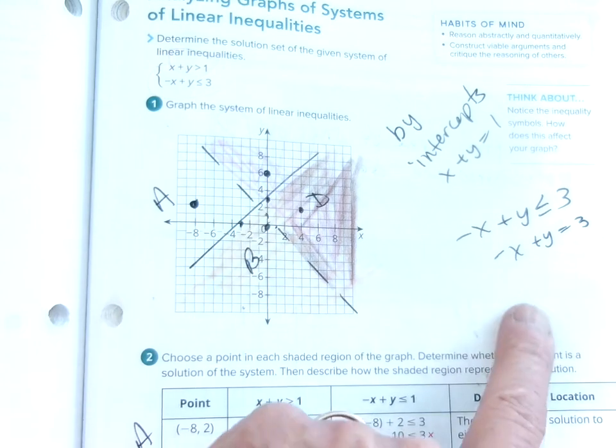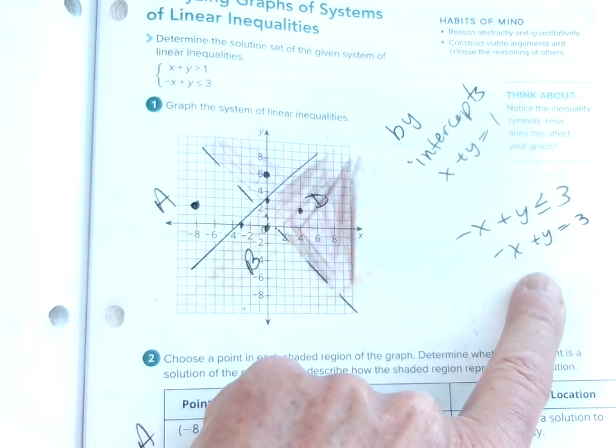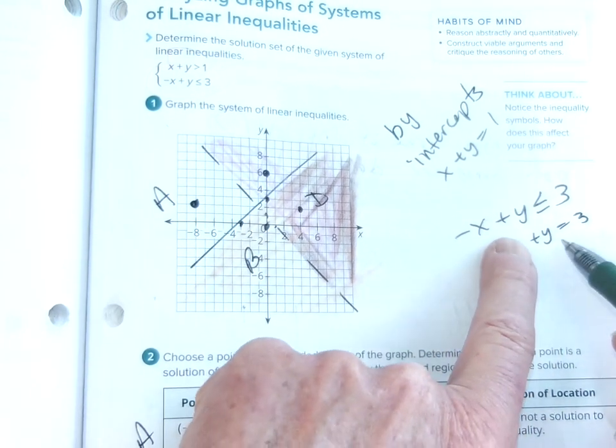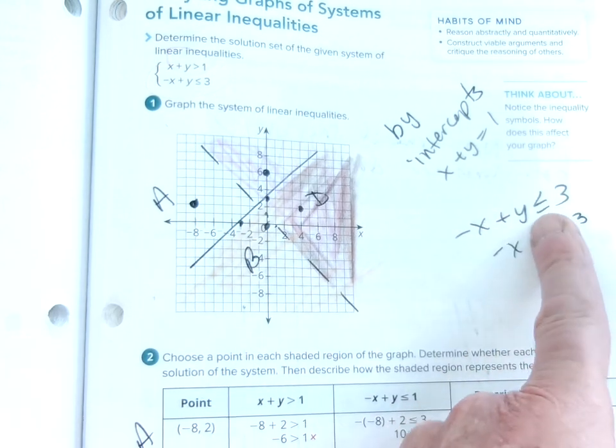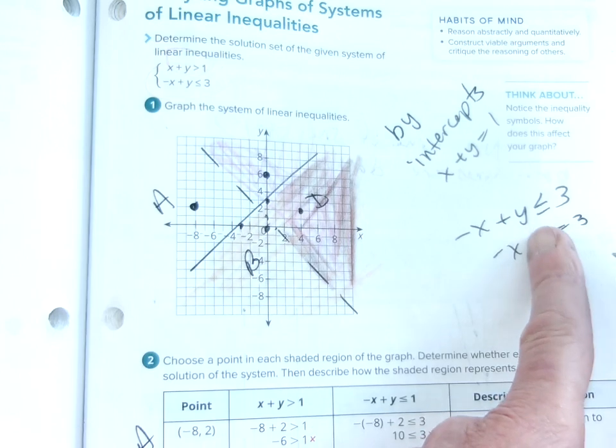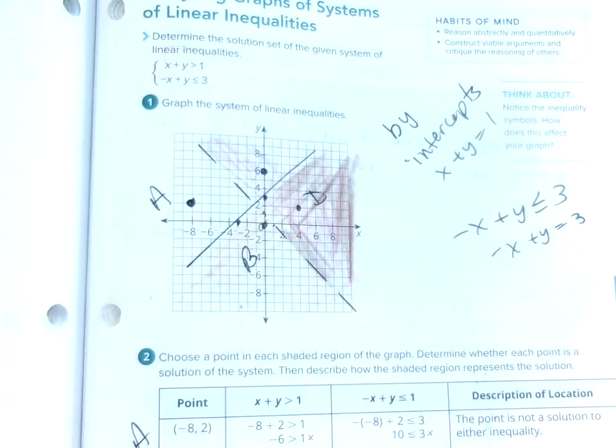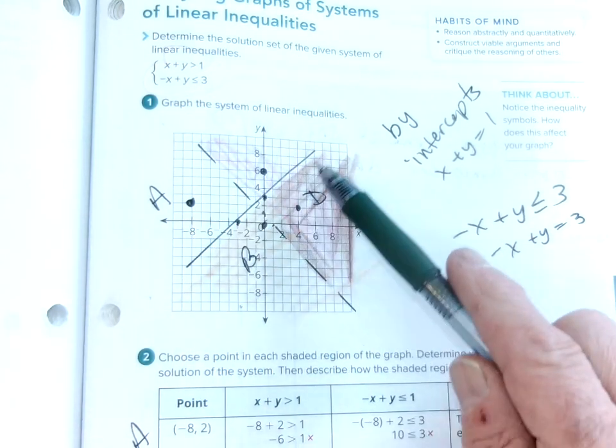On the second graph, I want to do by intercepts also. Again, I like the cover-up method. If I cover up x, or let x equal 0, then y is 3. So I have a value there. And if I cover up y, I got negative x equals 3, or x is going to equal negative 3, so I put a value there. It does say less than or equal to, so a solid line is shaded below.